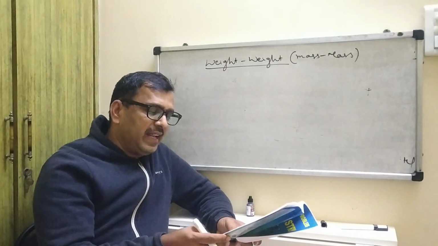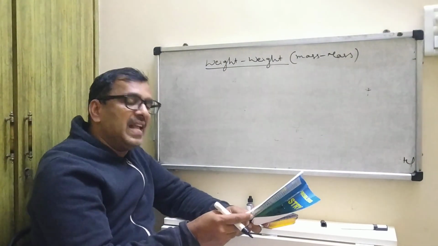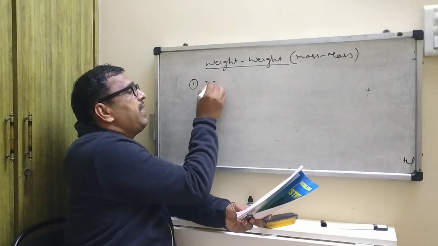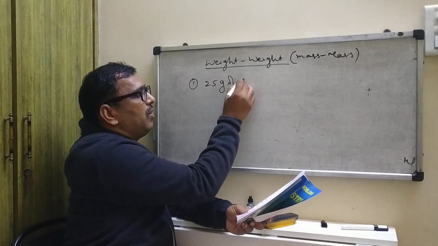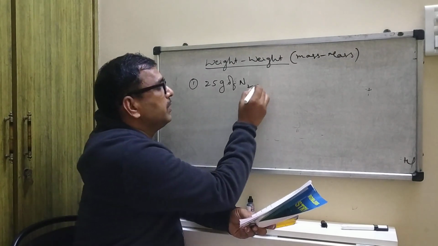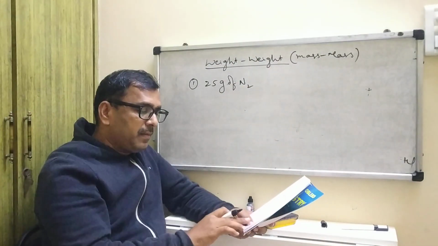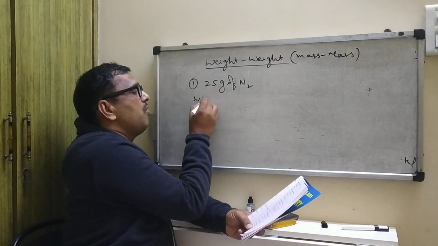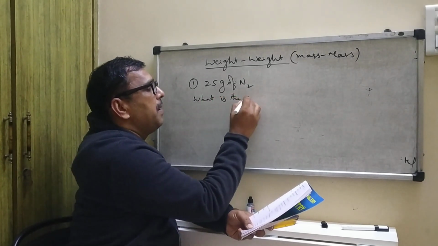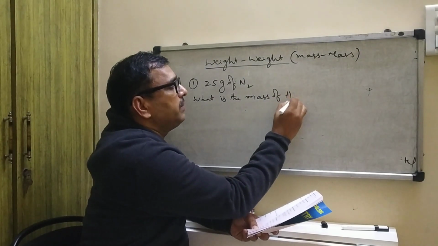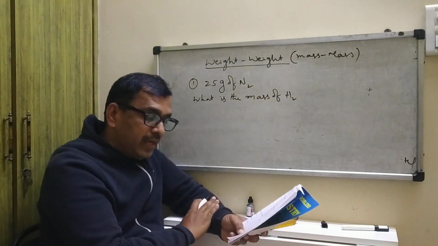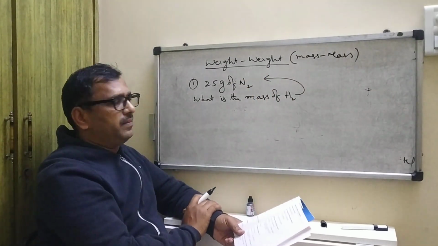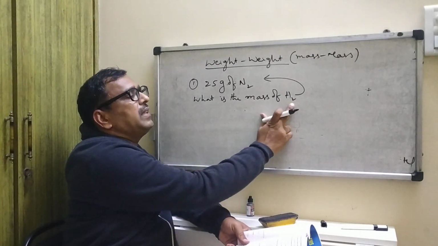So here, what is the mass of hydrogen necessary to react completely with 25 grams of nitrogen? So he is asking what mass of hydrogen is needed.